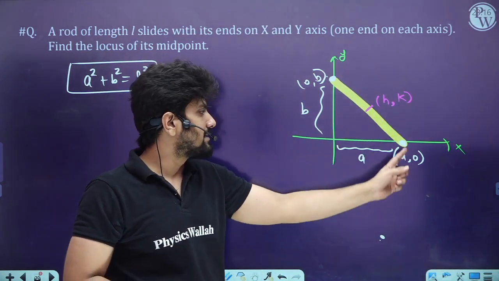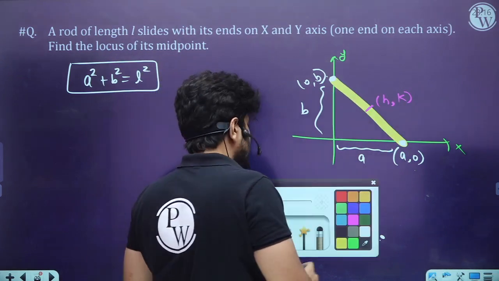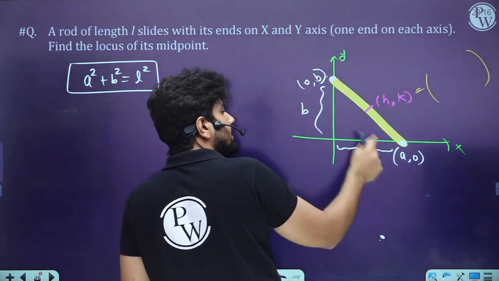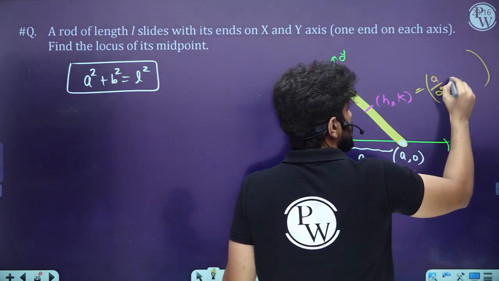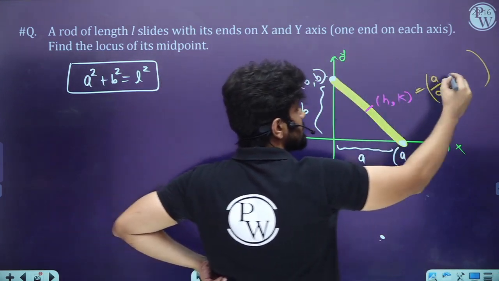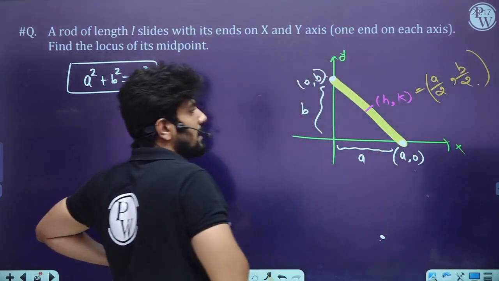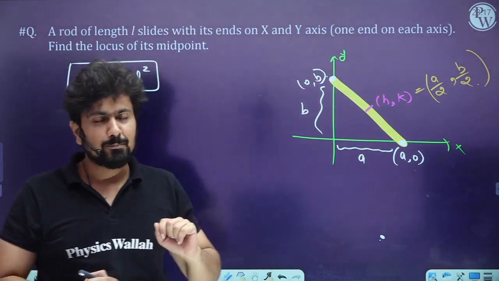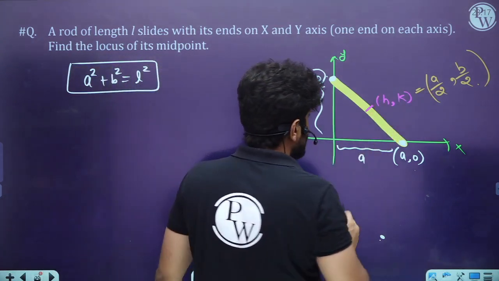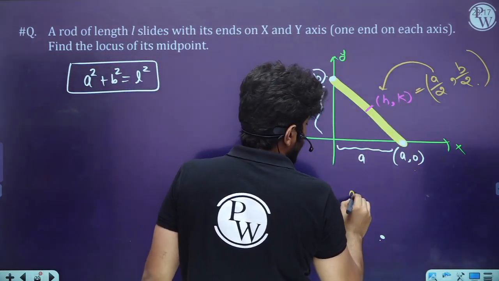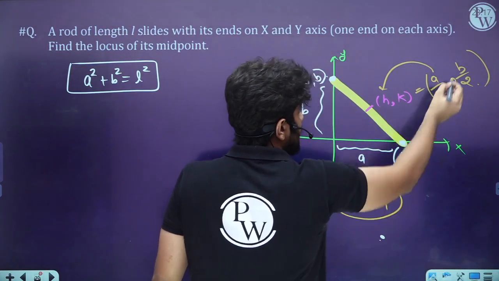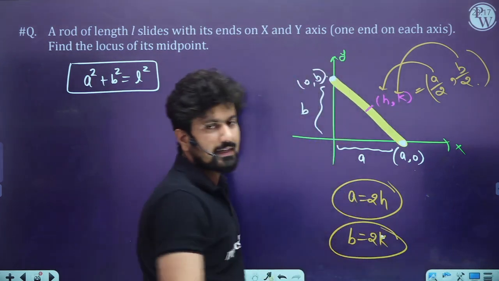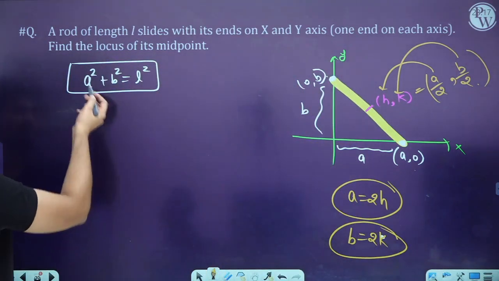As h comma k is the midpoint of A comma 0 and 0 comma B, I can say that this point h comma k is the sum of the x coordinates, (A plus 0) by 2, comma the sum of the y coordinates, (B plus 0) by 2. So A by 2 is equal to h, A is equal to 2h. If B by 2 is equal to k, B is equal to 2k.